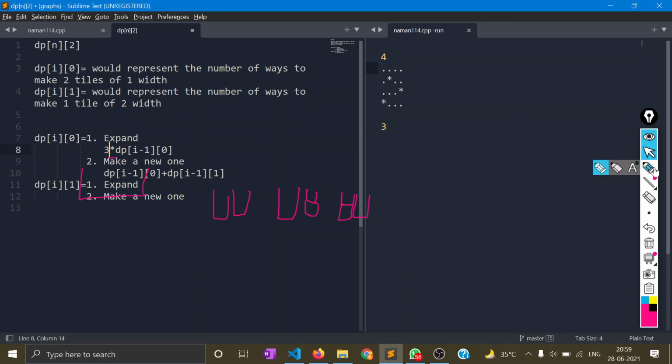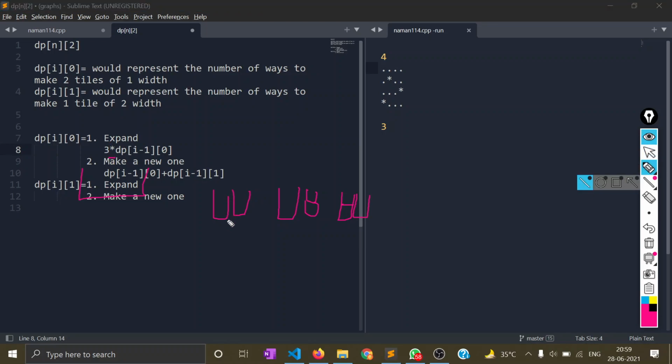So there are three cases: when we expand both, when we expand one, and when we expand either of these, there are further two cases, that if we expand the left one or the right one, right? And why do all these states represent dp I minus 1 0? Because dp I minus 1 should contain two tiles of width 1. This is the number of ways of making two tiles of width 1, right? So dp I minus 1 0 represents the number of ways to make two tiles of width 1. Here also, and here also.